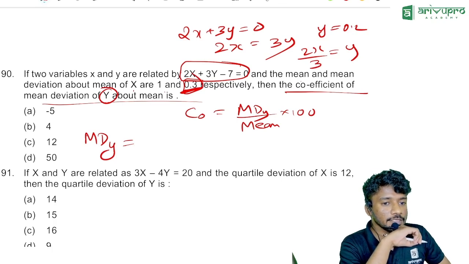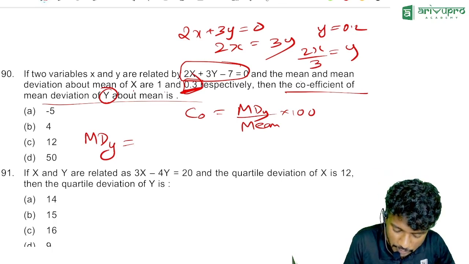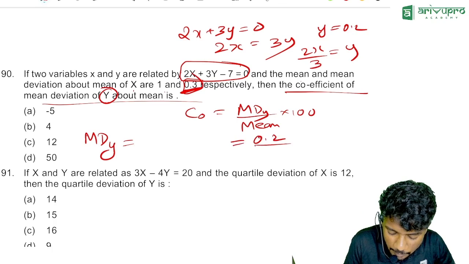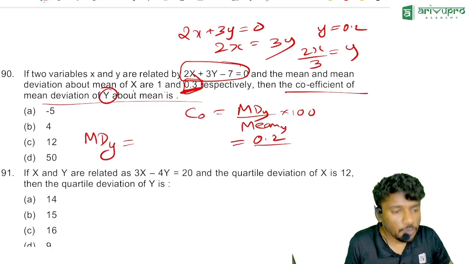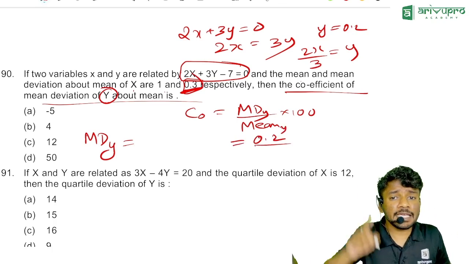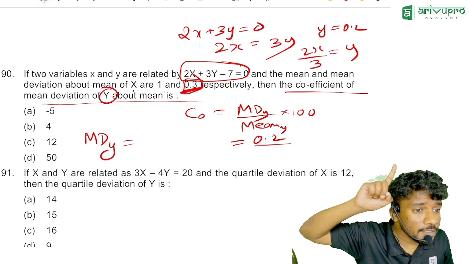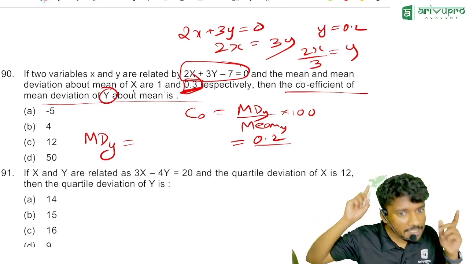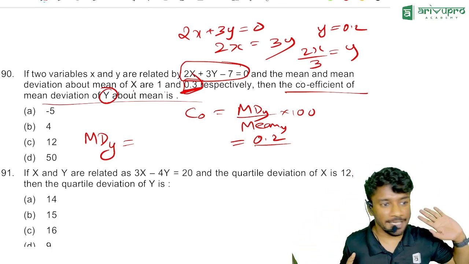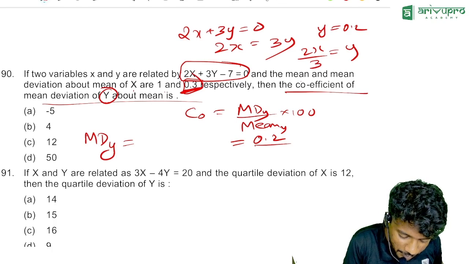Substituting that, we got 0.2. So this one is 0.2 divided by the mean about y. How will you find the mean about y? Is the mean affected by origin? Mean is affected by plus or minus. It is affected, so we should substitute the value over here.